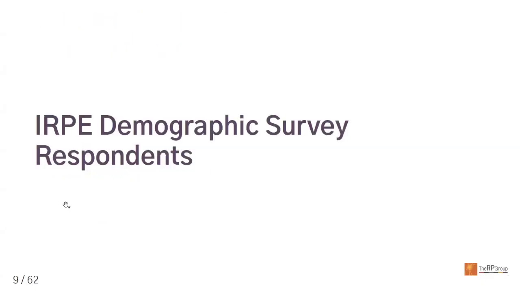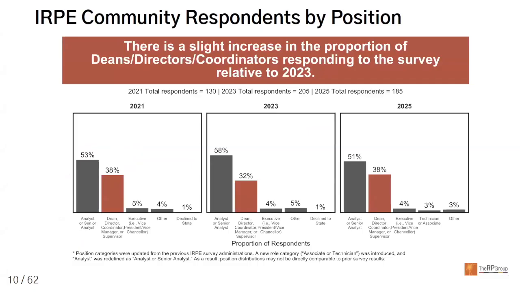So next slide. All right, so here are the respondents. First and foremost, who took this survey is key. What you see here on the bottom is the breakdown by position. We have deans and directors, and also executive vice presidents, and then other. What you can see with the response over the last three times of taking this is a little bit of an increase from the deans and directors and coordinators responding to the survey compared to 2023. So next slide.